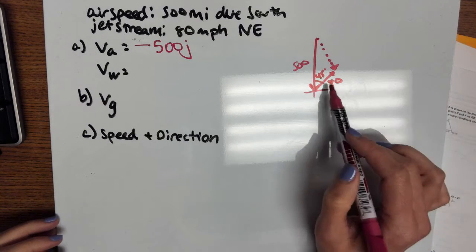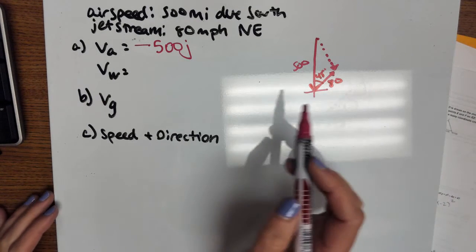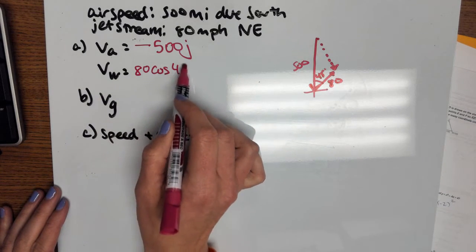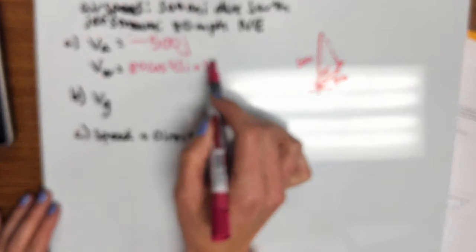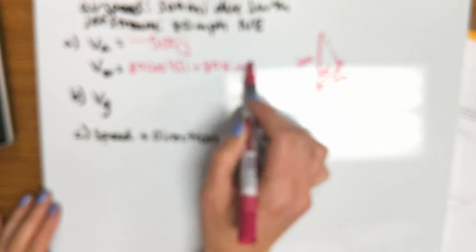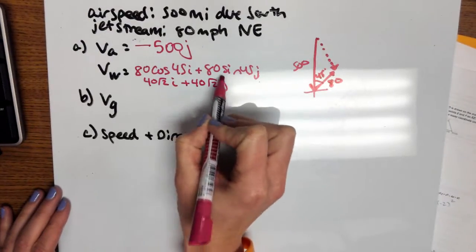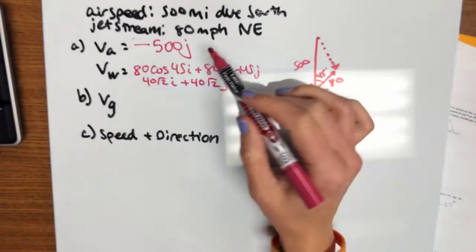The wind speed, however, is going northeast, so we're going to use our little formula. We take the magnitude times cosine of the angle times i, plus the magnitude times sine of the angle, j. And we can simplify that, so that gives me 40 radical 2 i plus 40 radical 2 j. So those are the separate vectors, the separate components.